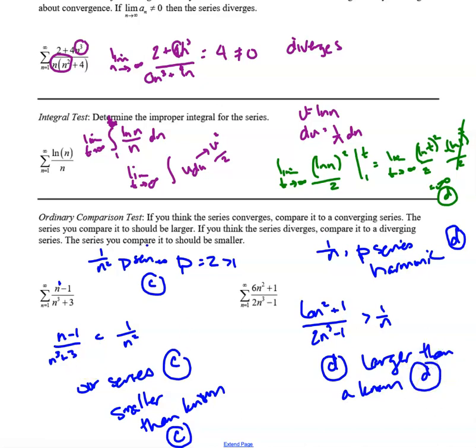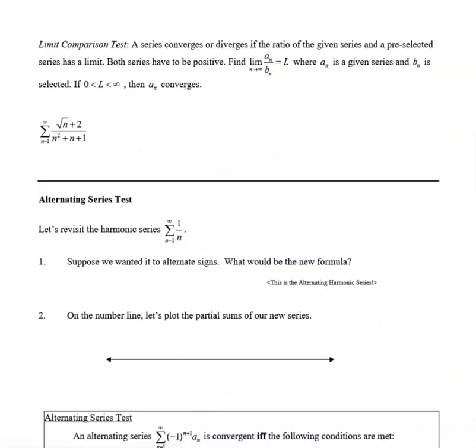All right, one more test to review, which is the limit comparison test. So a limit comparison test does this. A series converges or diverges if the ratio of a given series and some comparison series has a limit. So basically both series have to have positive terms, and what you do is you find the limit of one series compared to the other, and if that limit is some number between 0 and infinity, then both series are going to behave the same way.